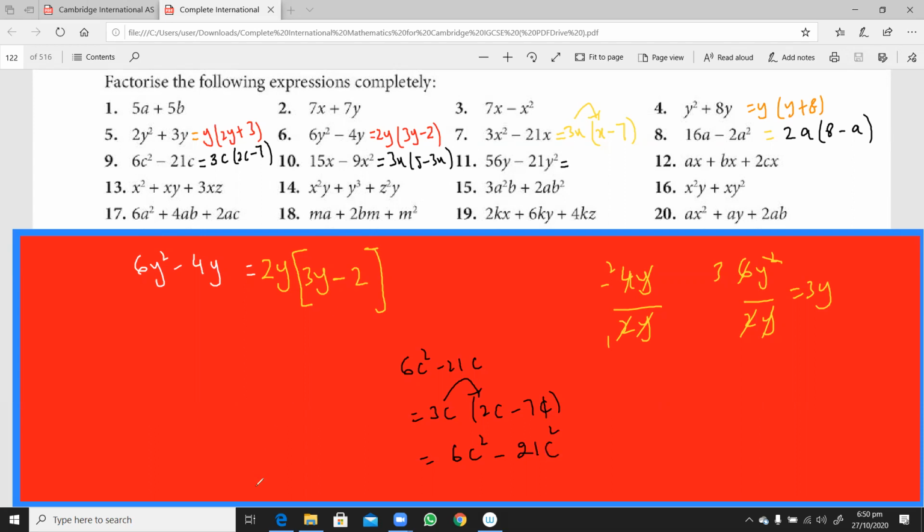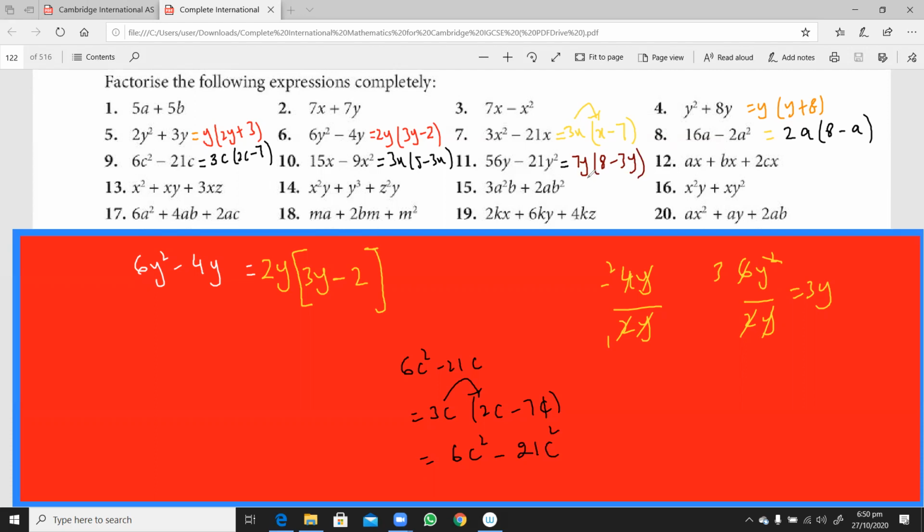11. Okay, Hassan, are you here? Where has Hassan gone? Oh, he's not here. Yes, Mustaqim, tell me the 11th one. Yeah, 7y into 8 minus 3y. Absolutely right. So this is how you do this factorization.